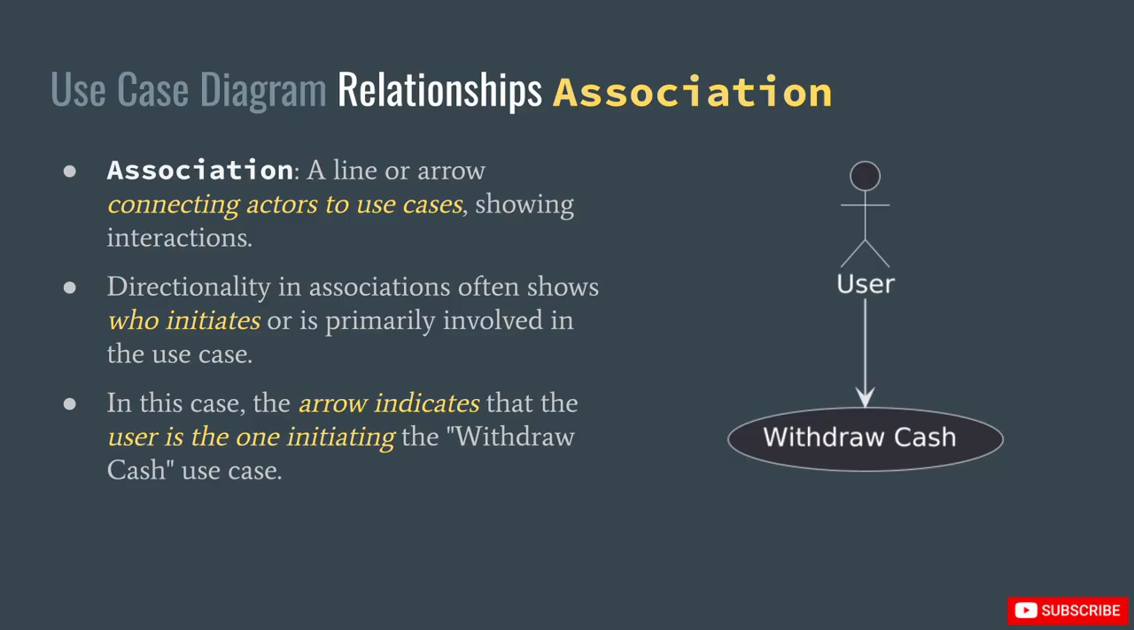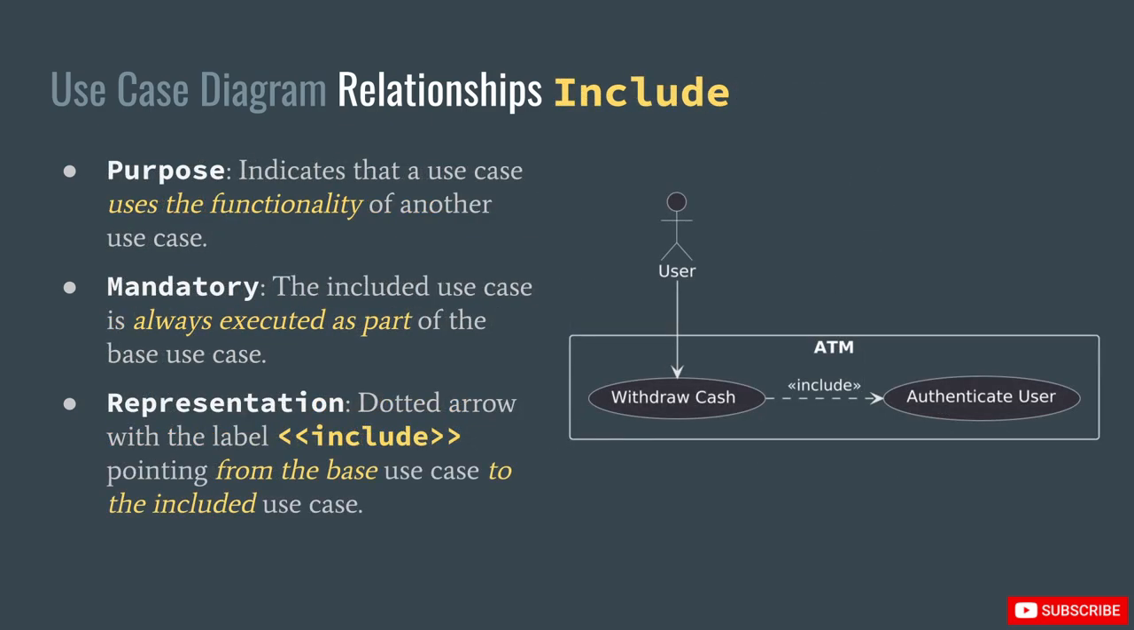Directionality in associations often shows who initiates or is primarily involved in the use case. In this case, the arrow indicates that the user is the one initiating the withdraw cash use case. The include relationship indicates that a use case utilizes the functionality of another use case. It is mandatory, meaning the included use case is always executed as part of the base use case.